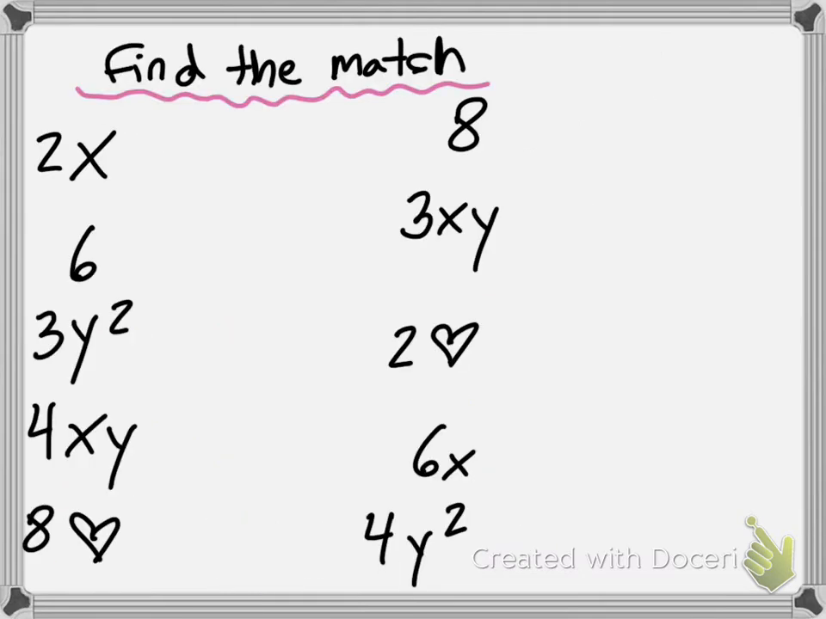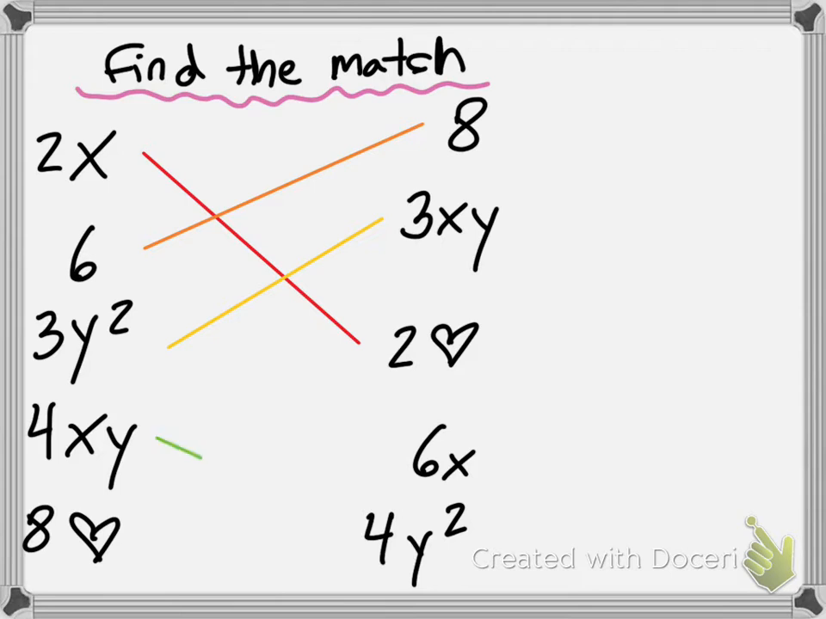I want you guys to help me find the matches. Okay, Lennox, what's the match to 2x? 2 heart. So he says the match is 2 heart. Let's see. Leor, what is the match to 6? 8. Says 8. Let's see, Edson, what is the match to 3y squared? 3xy. Says 3xy. David, what is the match to 4xy?